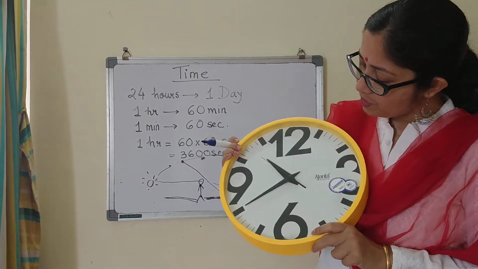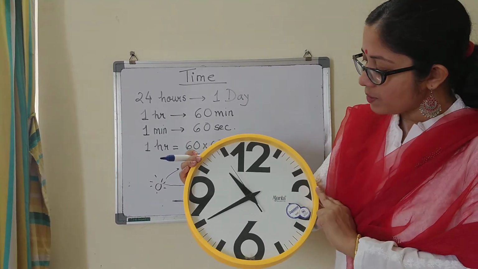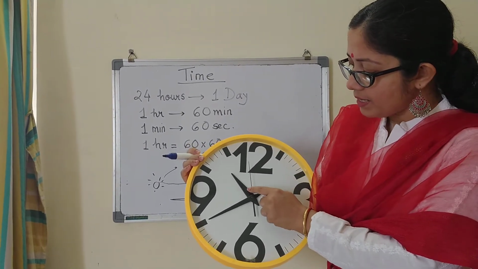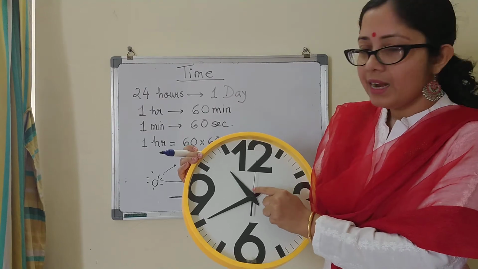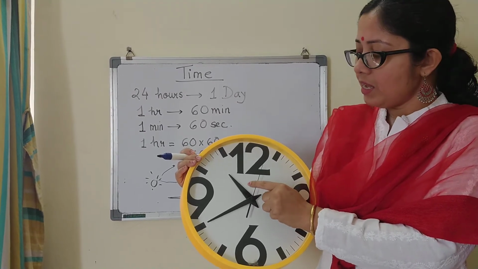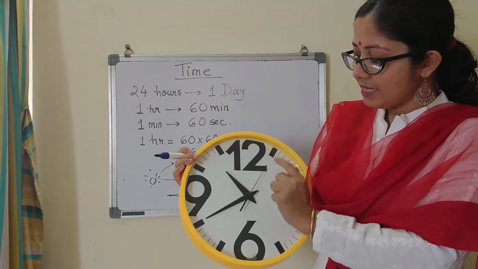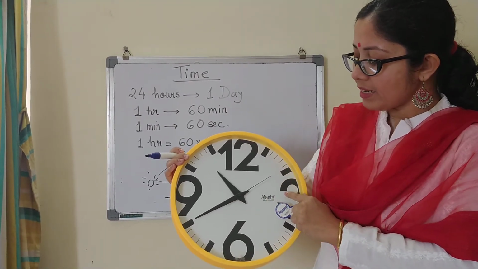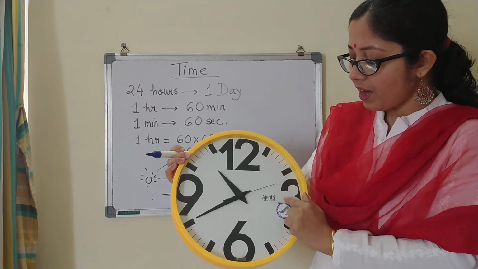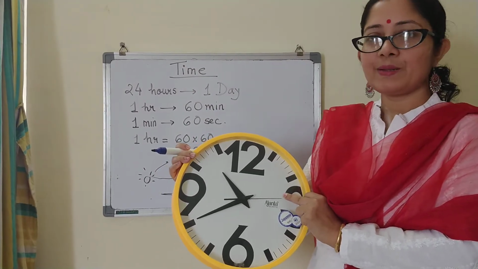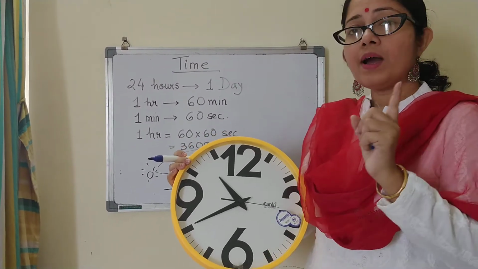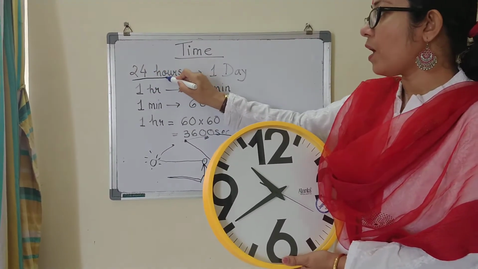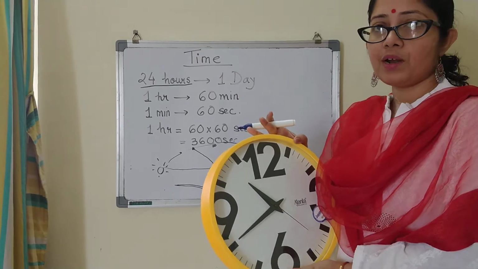Right. Now if you see this clock, this one is my hour hand. This is the hour hand, the long one is the minute hand, and the one that is running continuously very, very fast is the second hand. Okay. Now one day actually has 24 hours. How many hours? 24 hours.